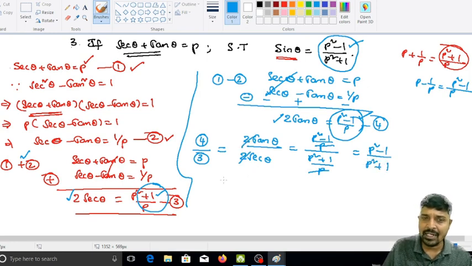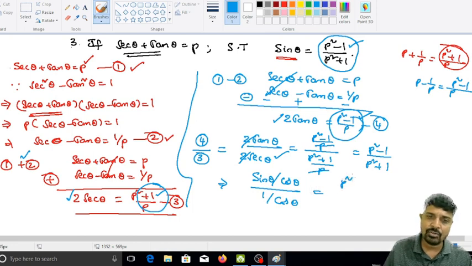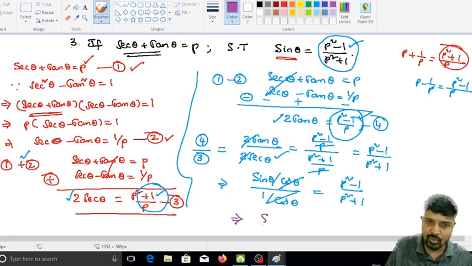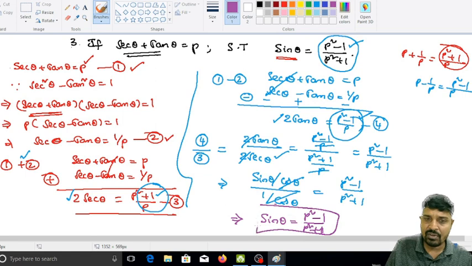2 gets cancelled. What is tan theta? Tan theta is sin theta over cos theta, over sec theta, which is 1 over cos theta, is equal to p square minus 1 over p square plus 1. Cos theta gets cancelled. So now we are at the answer. What we have to prove now? We have to prove that sin theta is equal to p square minus 1 over p square plus 1. So this is what we have to prove. Okay, you got it.